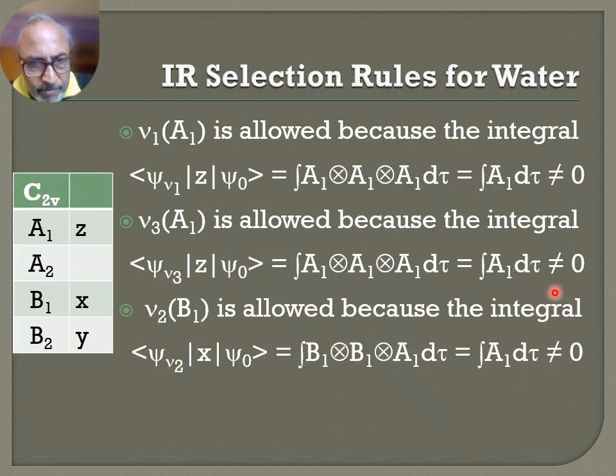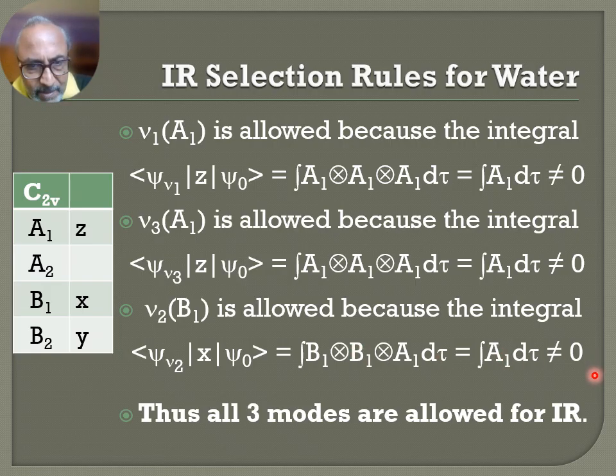And likewise, ν2, which is the asymmetric stretch belonging to B1, is allowed because the integral bra ψν2 x ψ0 ket is equal to the integral of the direct product of B1 times x, which is also B1, times ψ0, which is A1, dτ, which is equal to the integral A1 dτ, since B1 times B1 is A1, which is not equal to 0 upon integration. Thus, all three modes are allowed for infrared.